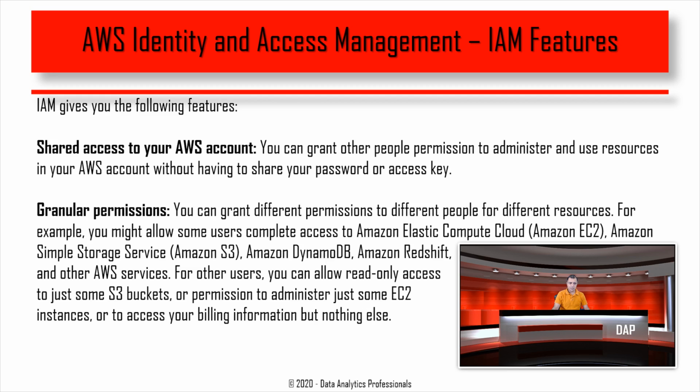Now, second in the list is granular permissions. And what does that mean? That you can grant different permissions to different people for different resources of AWS. For example, you might allow some users complete access to Amazon Elastic Compute Cloud, Amazon Simple Storage Service, Amazon DynamoDB, Amazon Redshift, and other AWS services. For other users, you can allow read-only access to just some S3 buckets, or permission to administer just some EC2 instances, or to access your billing information but nothing else.